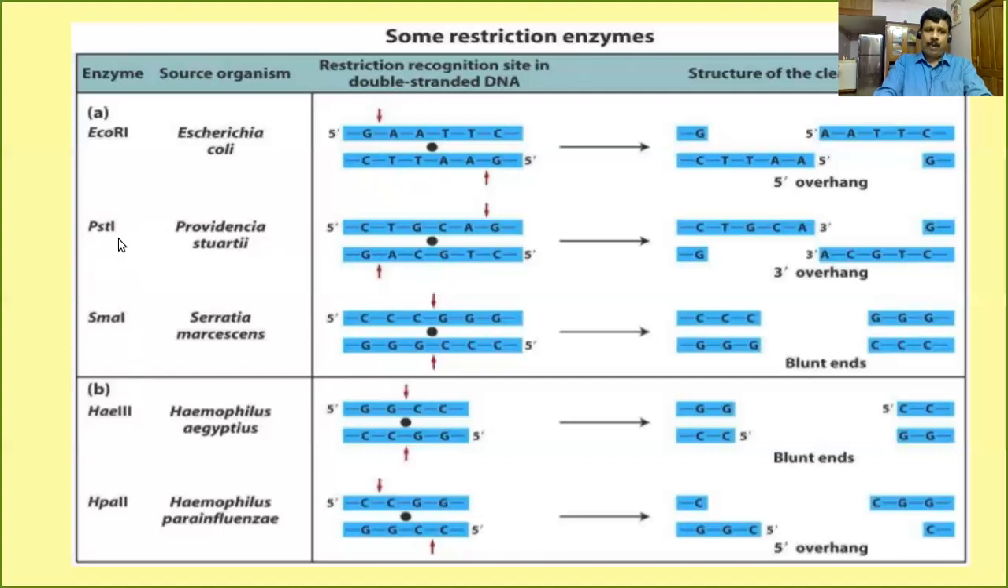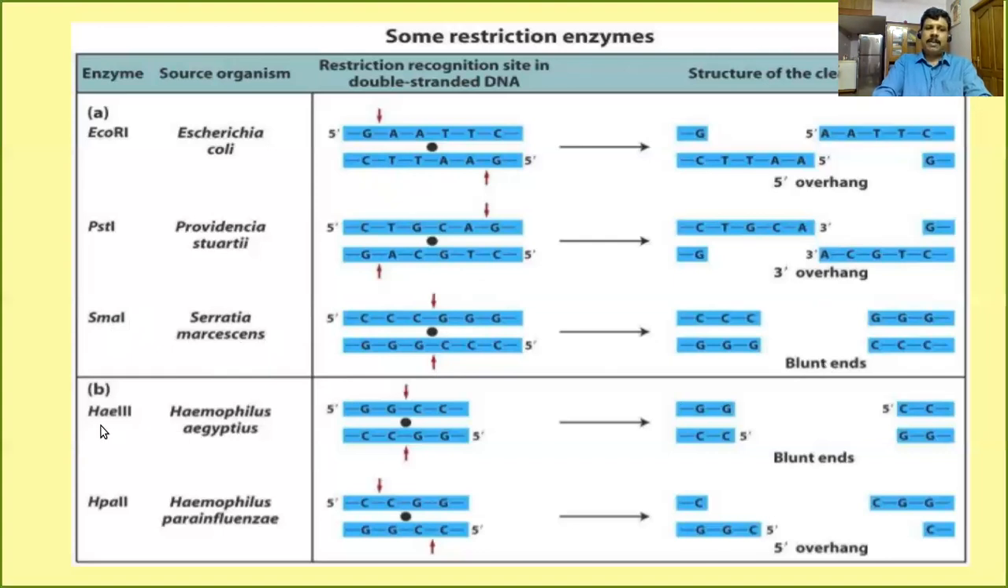The second one, PstI, is obtained from a bacterium called Providencia stuartii. Its restriction site is CTGCAG. It also produces sticky ends. The third one is SmaI, whose source organism is the bacterium Serratia marcescens. Its restriction site is CCCGGG. But here you can see it cuts like this, which creates two blunt ends, not sticky ends.